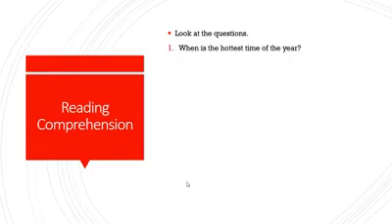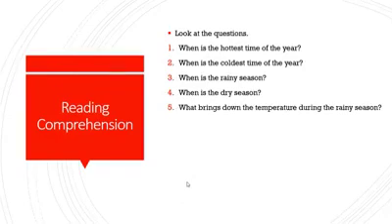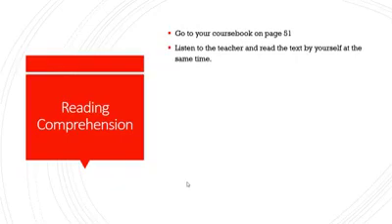Number 1, when is the hottest time of the year? When is the coldest time of the year? When is rainy season and when is dry season? What brings down the temperature during the rainy season? And is the weather always reliable, and why? Guys, so these 6 questions you are going to answer by reading the text. So go to your course book, you listen to me, and you read at the same time by yourself. Please pay attention to the pronunciation.